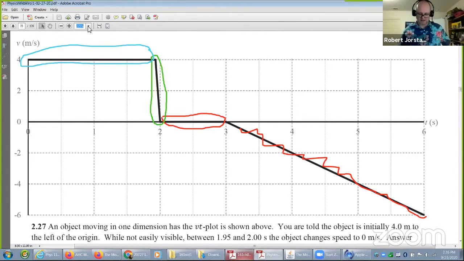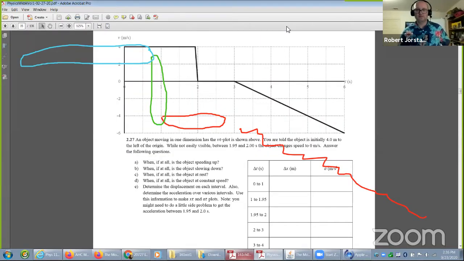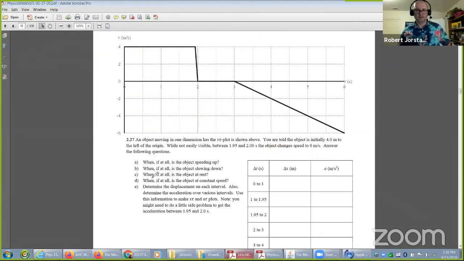Let's see if we answered everything. And let me bring this back down to 125. All right. So let's see. We kind of talked about this, and this. I think we've discussed that. So now I want to go over this stuff right here. I want to talk about the displacement on each interval and the acceleration over each interval. And so notice I basically split it up into 1 second increments with the exception of that weird little slopey thing from 1.95. Everything else. So again, I want to get the displacement and acceleration.